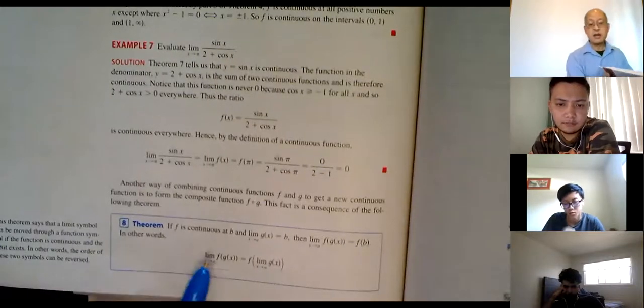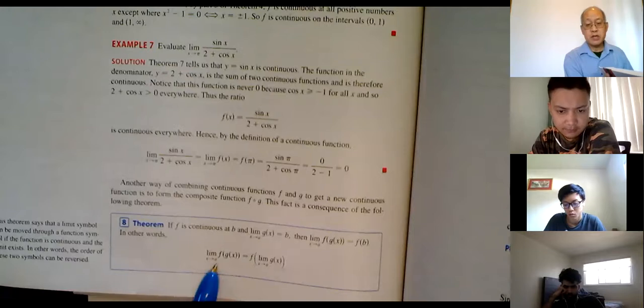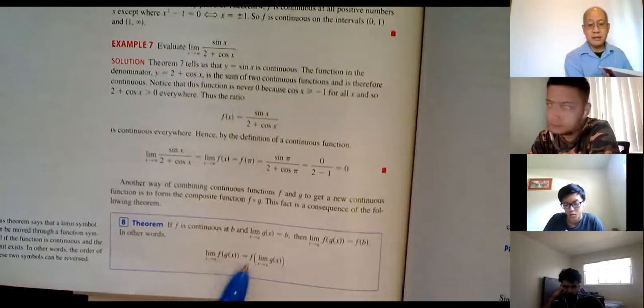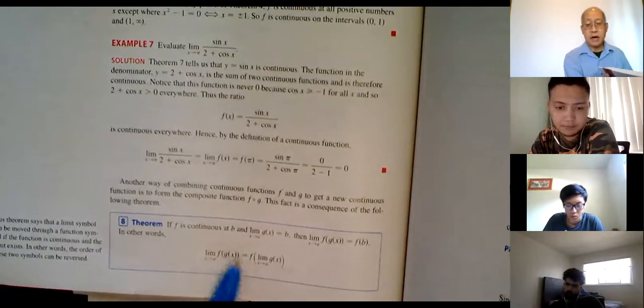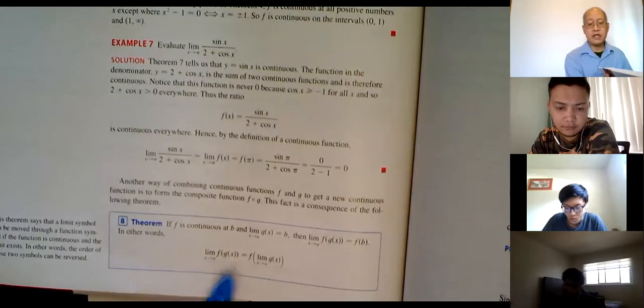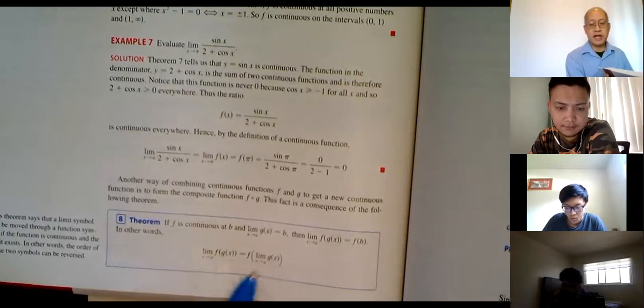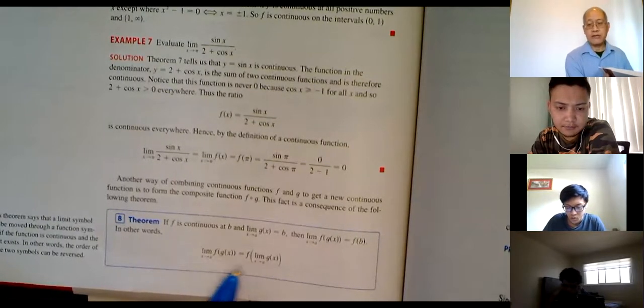Okay, let's see. This says the limit of a continuous function, you can pass the limit inside or outside a composition of functions like this. So the limit as x approaches a of f of g of x is equal to f of the limit as x approaches a of g of x. Again, this looks more complicated than it really is. We're just going to use it, and without even your knowing it, you're going to use it.